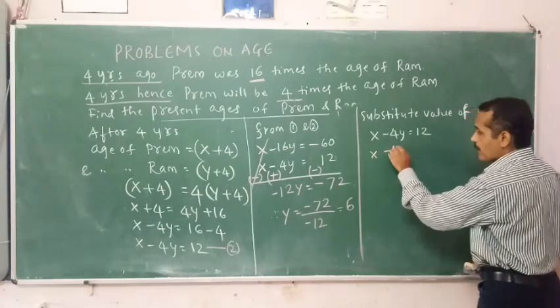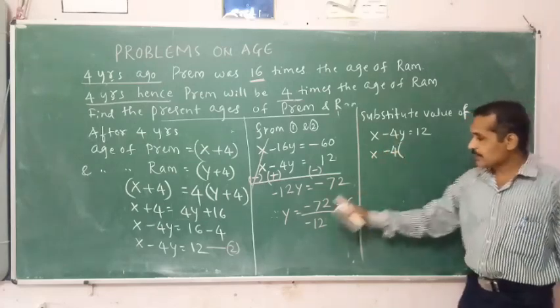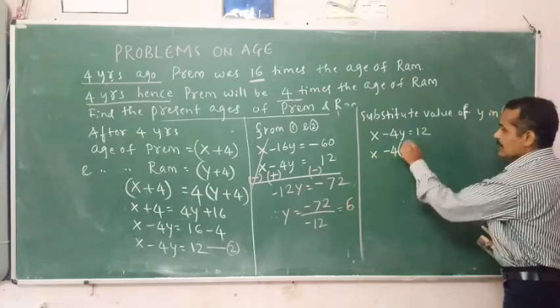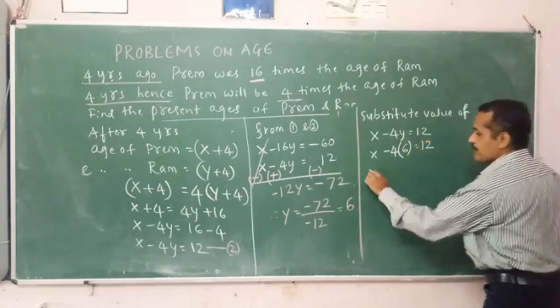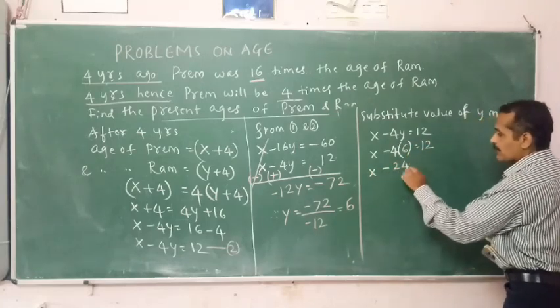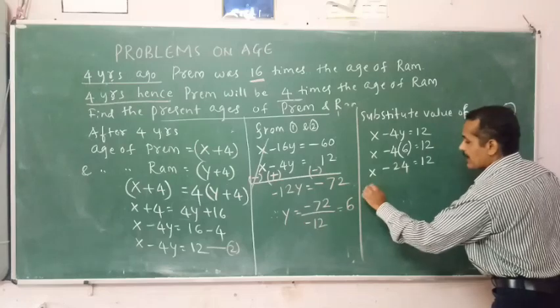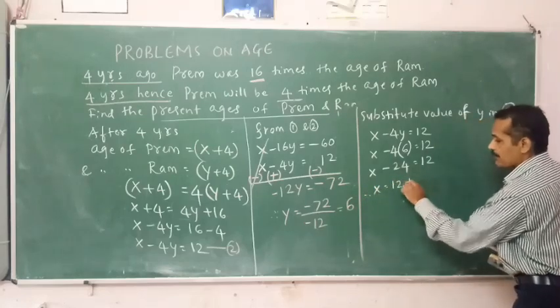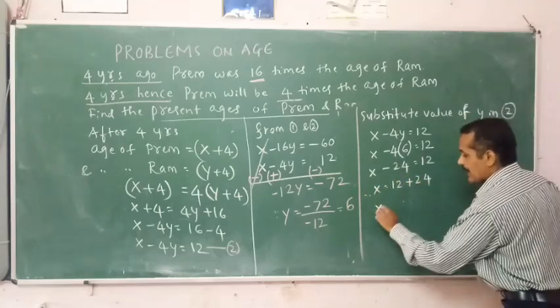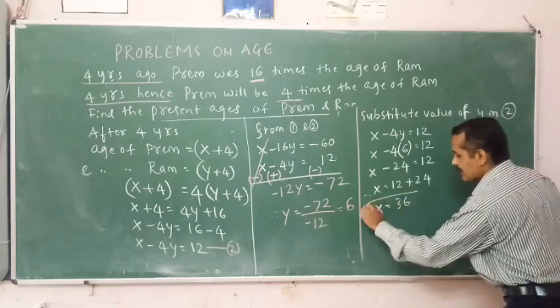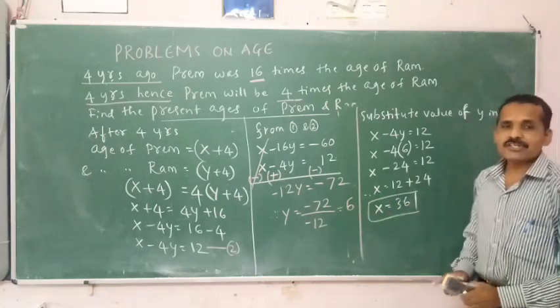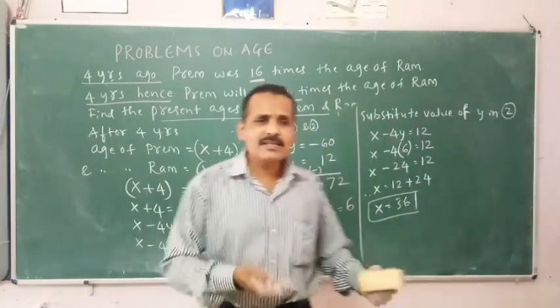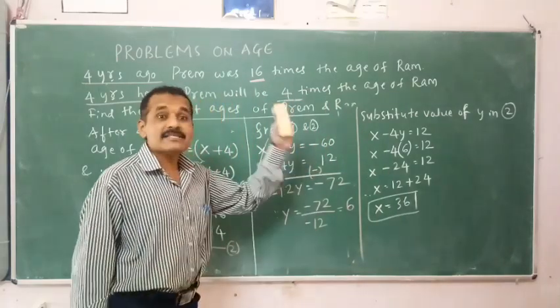X minus 4 into y value 6 is equal to 12. X minus 24 is equal to 12. Therefore, x is equal to 12 plus 24. X is equal to 36. My dear children, what are these? What have I got? They are the present ages.